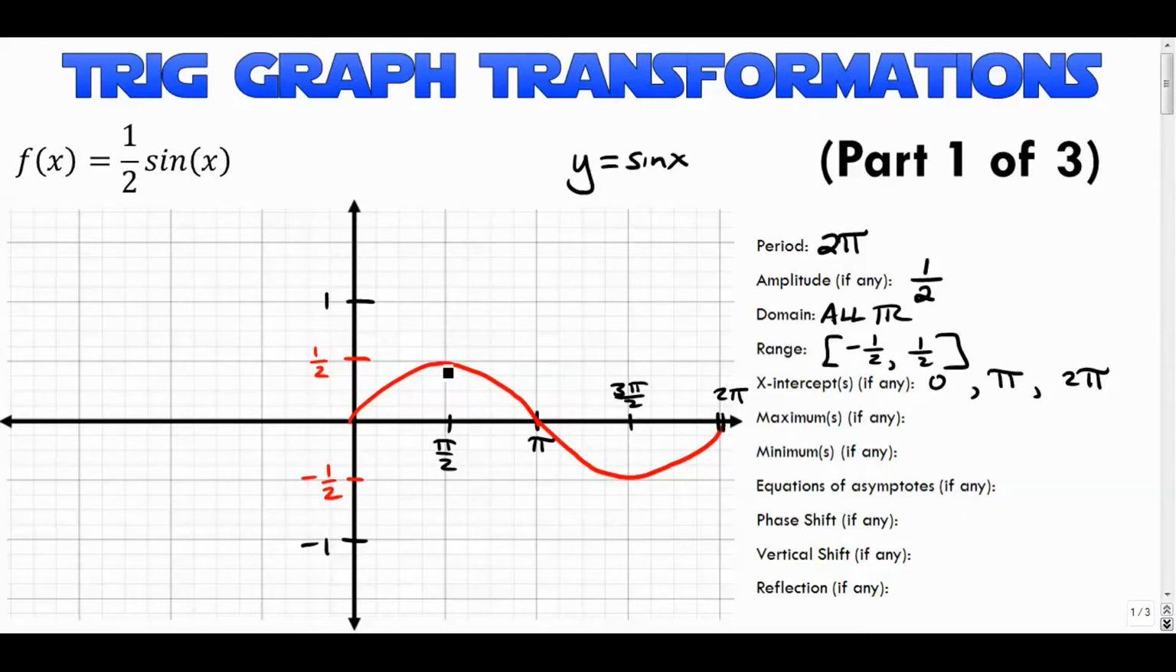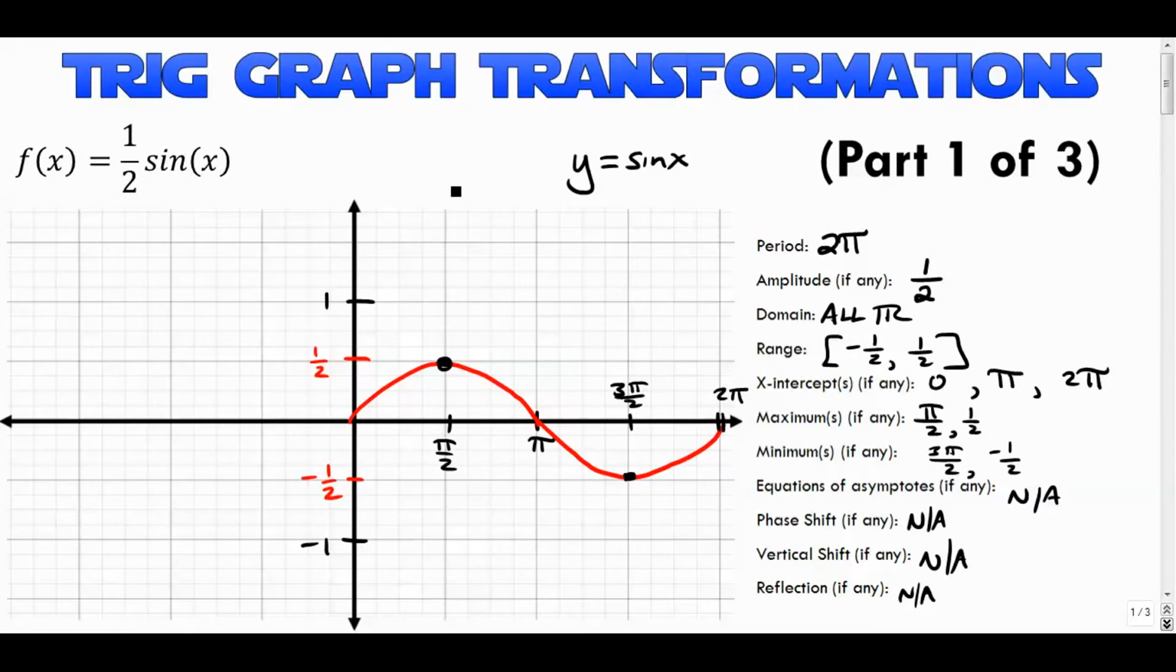Our maximum point changes. Now it's pi over 2 comma 1/2. Our minimum value is 3 pi over 2, negative 1/2. No asymptotes. We haven't phase shifted any. We haven't vertical shifted any. And we haven't reflected any. The only thing that's changed in this one is our A value.